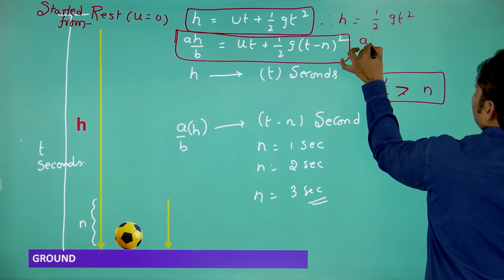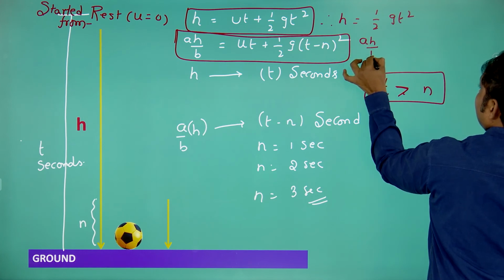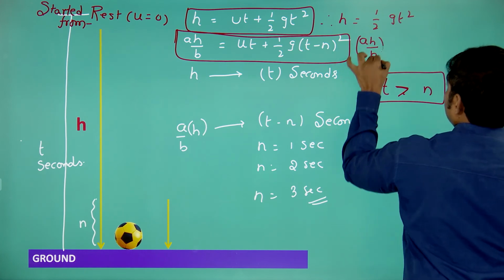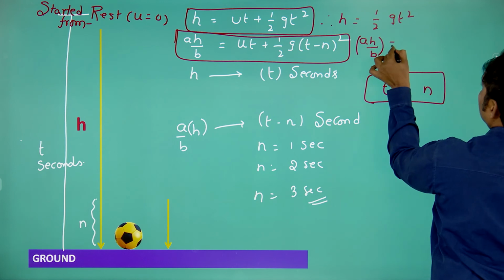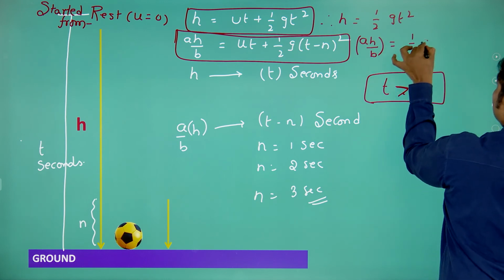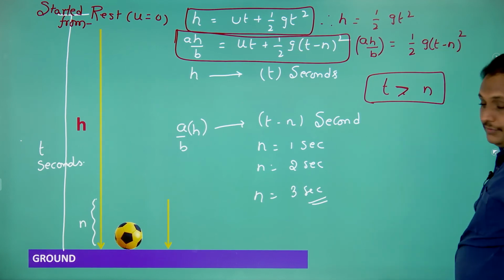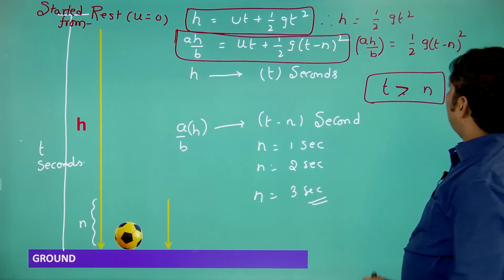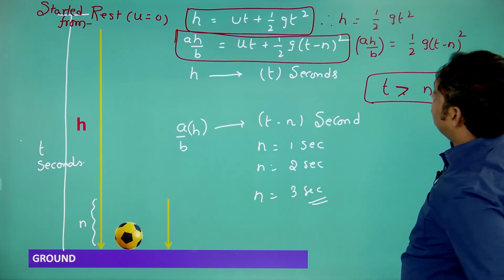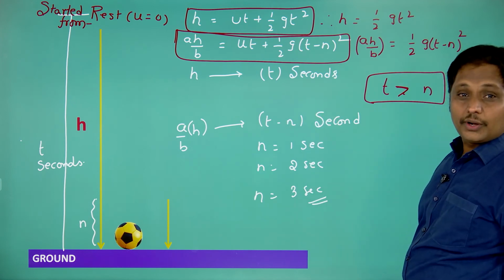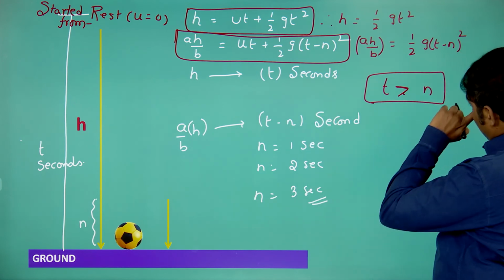Now, what we are going to get is equal to 1 by 2 g into (t minus n) whole square. It's very clear. You can get the relation among these two parameters. All right, you can get that.